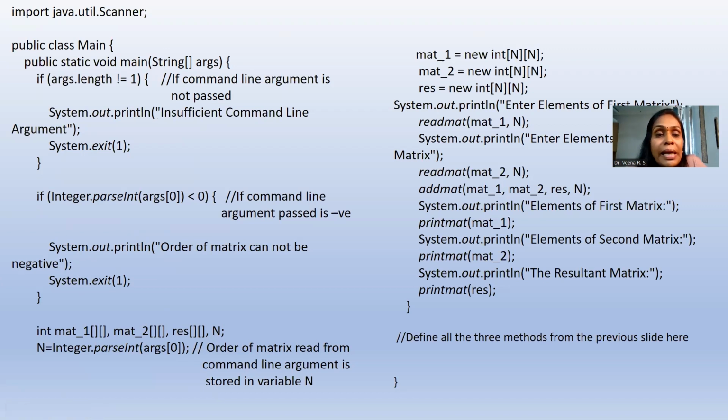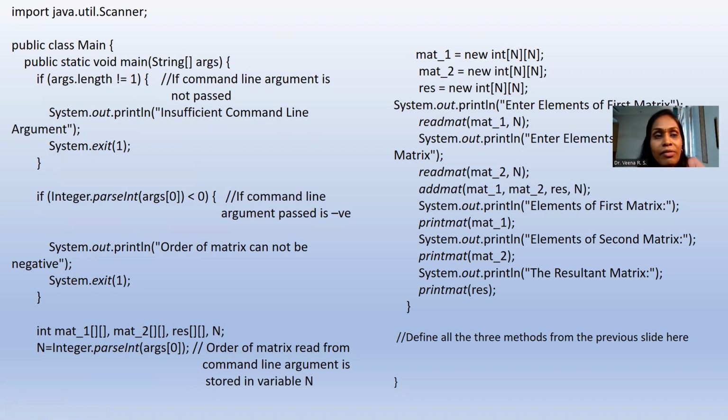Now the problem statement demands that a command line argument should be passed for the order of the matrix. So the order of the matrix has to be there. If it is not there, then we want to display that there is insufficient command line argument. So we have written code which says that if args.length, as args is of type string, we can always use the length variable, which will calculate the length of the argument, and if it is not equal to 1, it prints insufficient command line argument and exits the execution of the program. But suppose the argument's length is 1, that means we'll go for the further steps of execution.